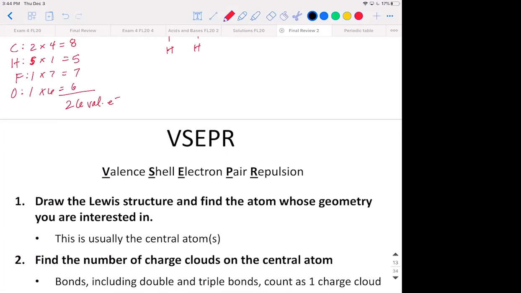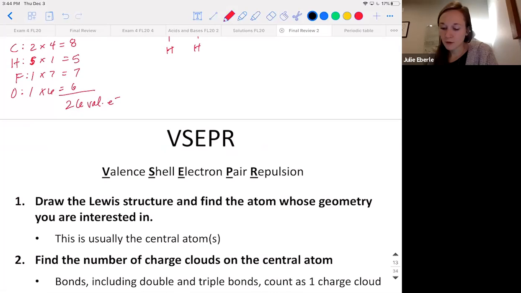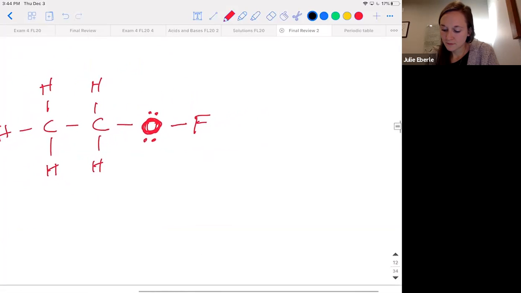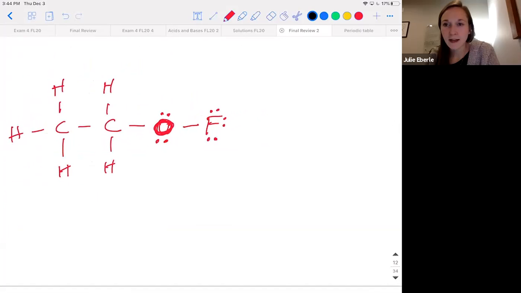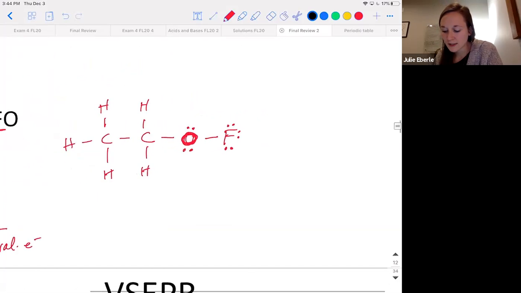Is there supposed to be lone pairs on fluorine or no? Oh, thank you. You're welcome. Forgot those. If I counted, I would not have had 26. Now I will. Yeah.